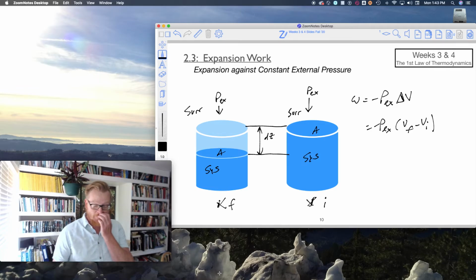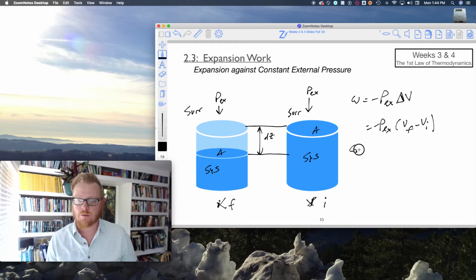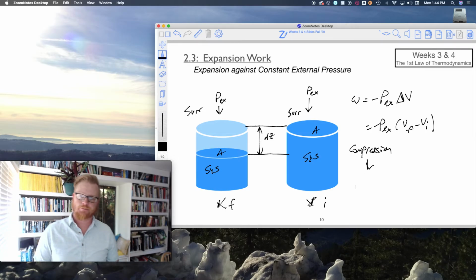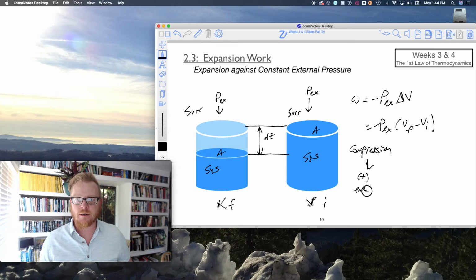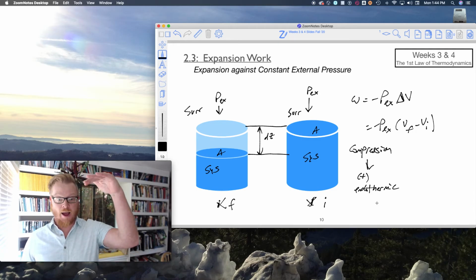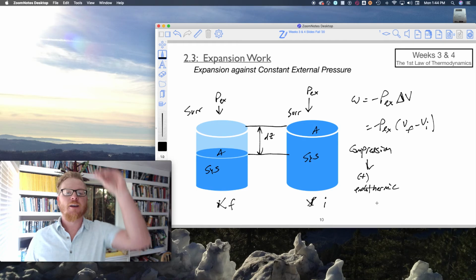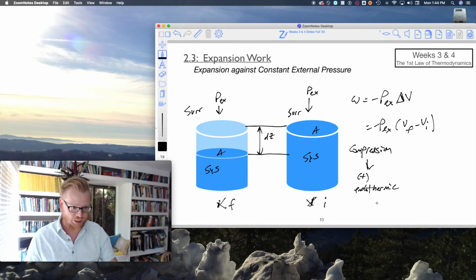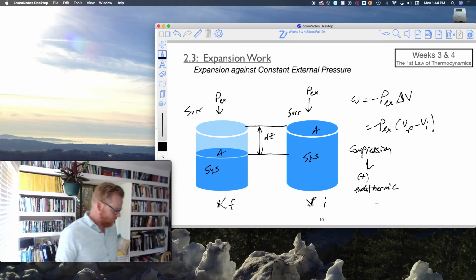So in the case of compression, the volume final will be smaller than the volume initial, so I get a negative term. Negative negative gives me a positive, and that is endothermic. So that means, in other words, now when the system has to undergo compression, the surroundings are pushing on the system. All right?